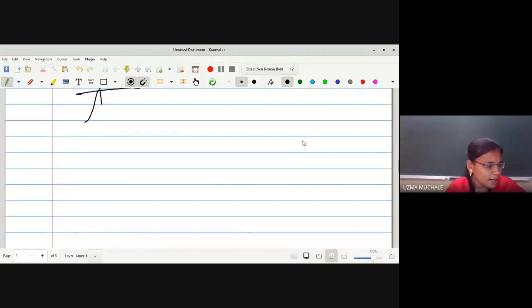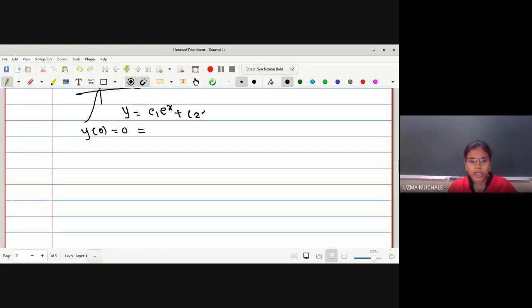Okay. Now let us go for solving these equations for our given values. What is the value given to us? y of 0 is equal to 0. Now what is the solution we have? y is equal to C1 e raised to x plus C2 e raised to minus x plus C3 cos x plus C4 sin x.